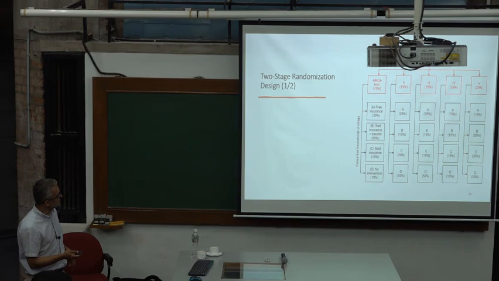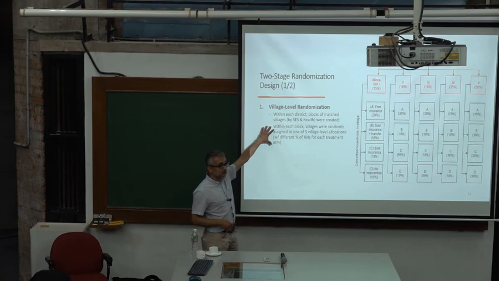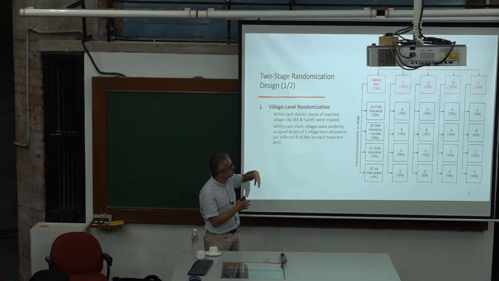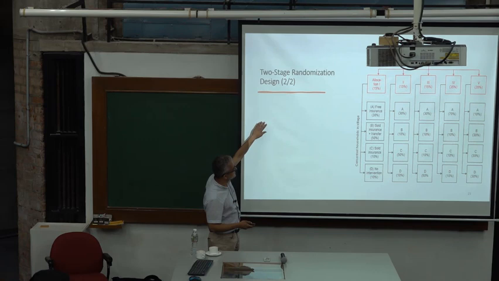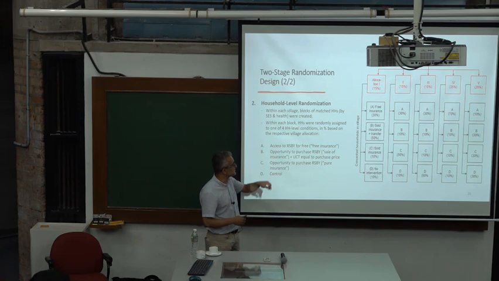So that's the two stages, the village stage randomization. By the way, the randomization is also a stratified randomization. First we match villages in groups of five, and then we randomize them. It's actually groups of 20, and then we split them. We do village matching using village averages, and then we randomize. Then we do the exact same thing at the household level. We match households in clusters of four, and then we randomize them to the four arms. And these are the four arms. Does that make sense?